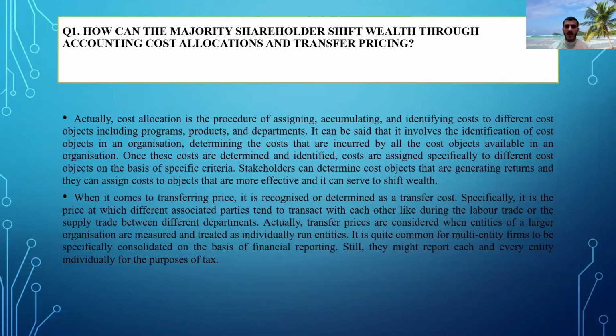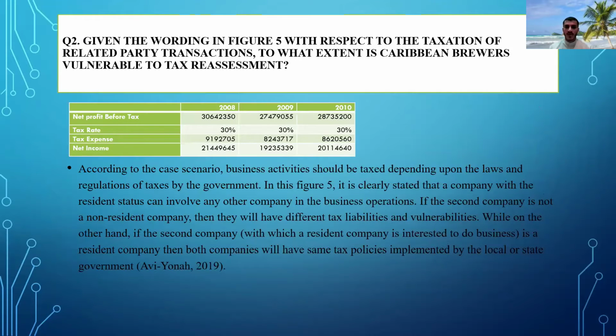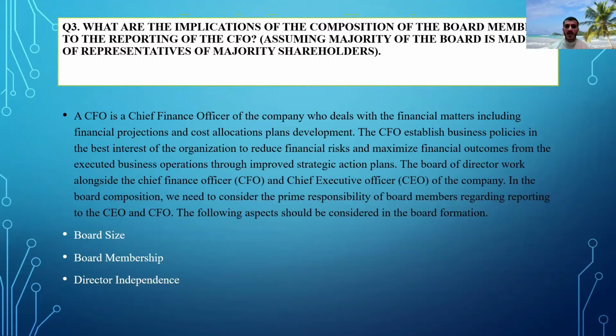The first question: how can the majority shareholder shift wealth through accounting cost allocation and transfer pricing? The second question: given the wording in figure 5 with respect to the taxation of related party transactions, to what extent is Caribbean Powers vulnerable to tax reassessment? And the last question: what are the implications of the composition of board members to the reporting of the CFO, assuming the majority of the board is made up of representatives of majority shareholders?